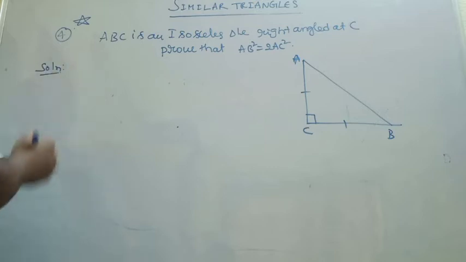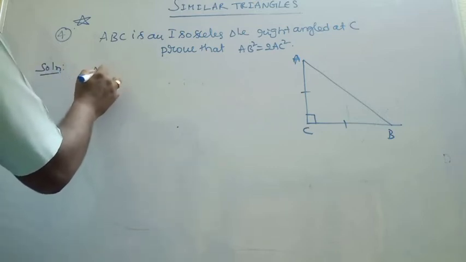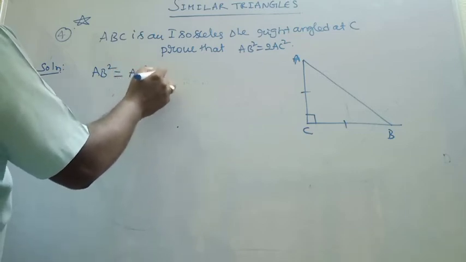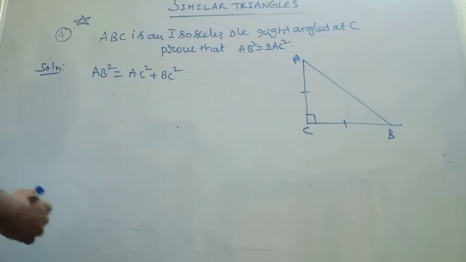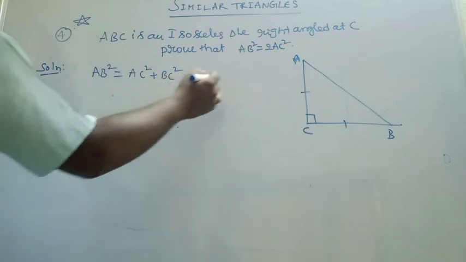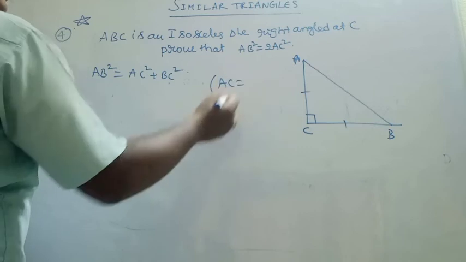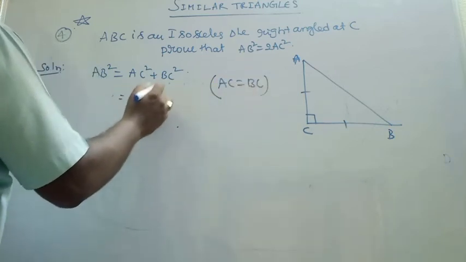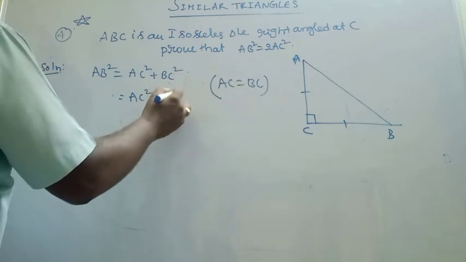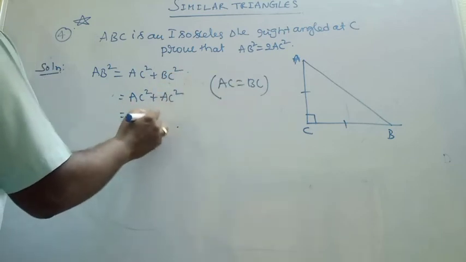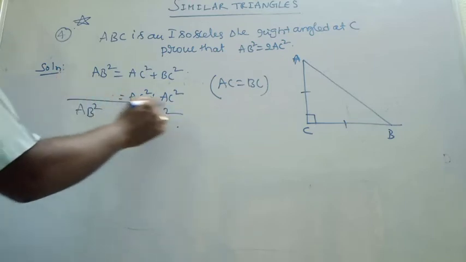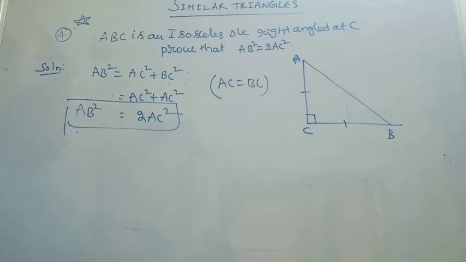We need to prove that AB square is 2AC square. We know that it is a right angle triangle, so AB square is equal to AC square plus BC square. And it is an isosceles triangle, that means AC is equal to BC. Now AC square plus BC square, with BC equal to AC, is AC square plus AC square, that is 2AC square. Wonderfully we have got AB square is equal to 2AC square. In this beautiful way we have solved this particular problem.